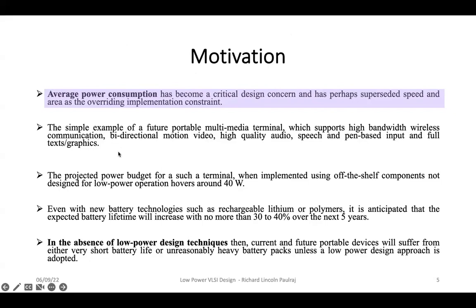A simple example is a future portable multimedia device terminal which supports high bandwidth wireless communication, bidirectional motion video, high quality audio, speech, pen based input, and full text and graphs. So we are using all of this in our smartphones, isn't it? We are using multimedia in the form of text, image, video, and live streaming. So multimedia is very much used.